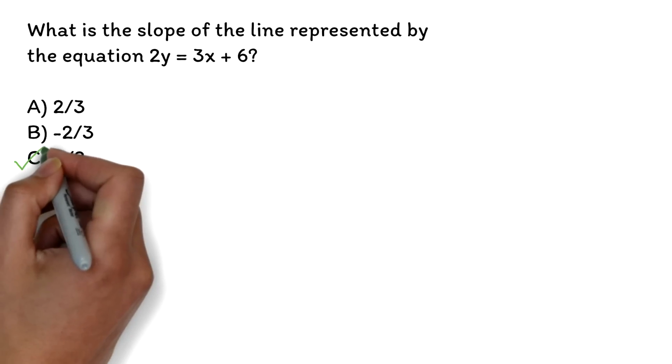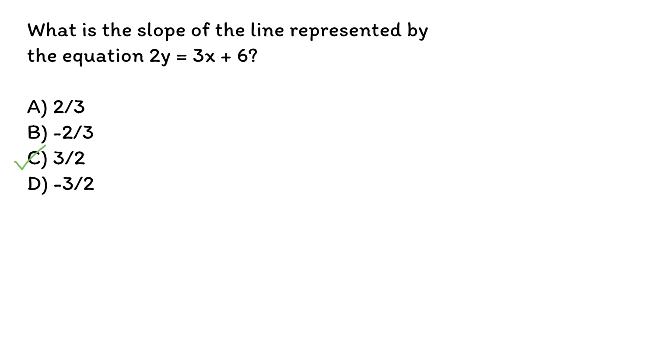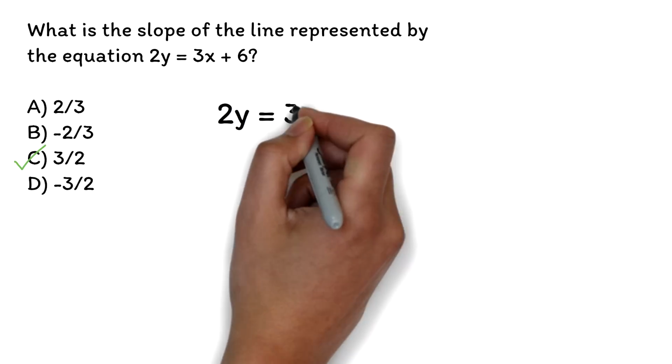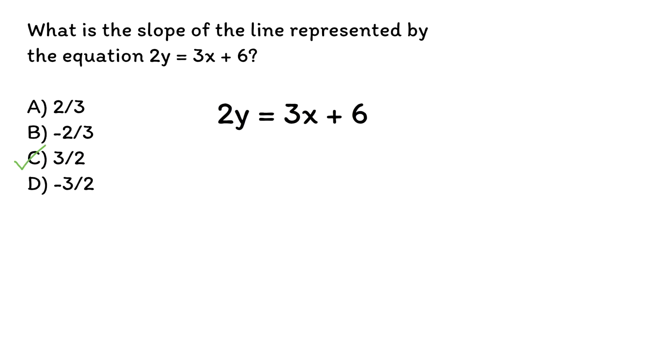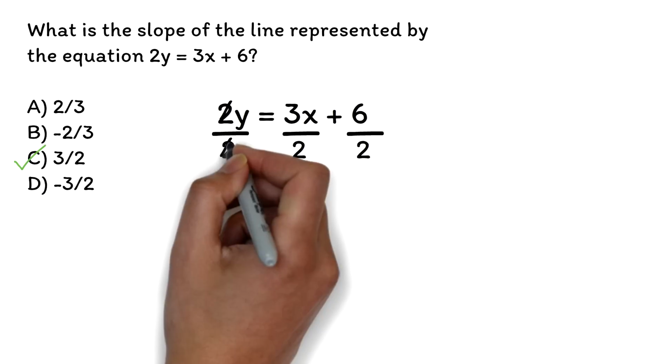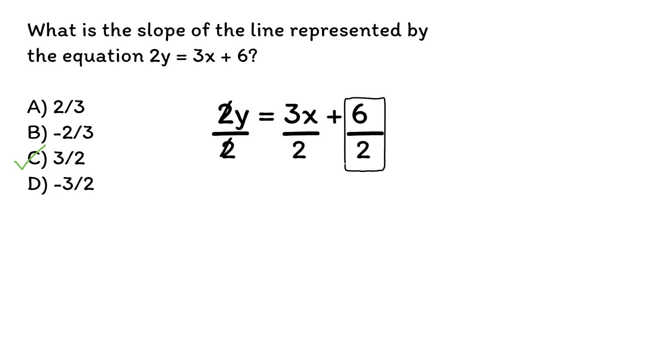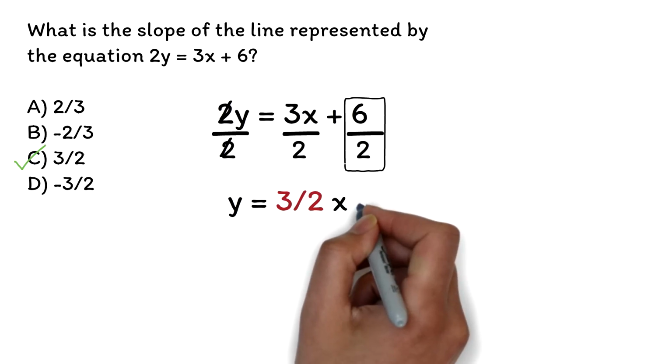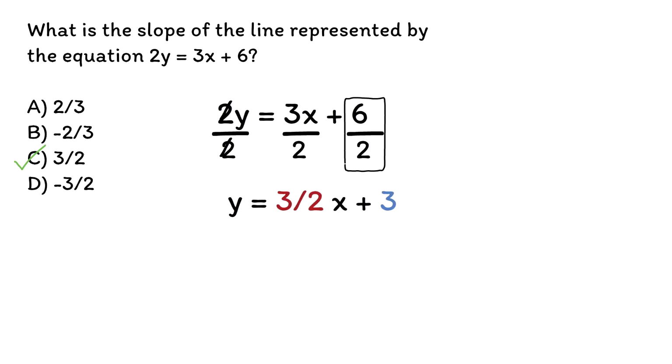3 over 2. This is similar to the previous question, but you have to be careful. This equation is not in the slope-intercept form. For it to be in the slope-intercept form, we want the y to be by itself. We can achieve that by dividing through by 2. The 2 will cancel out. 6 over 2 is 3. So we have y equals 3 over 2 x plus 3. Now, this is in the slope-intercept form of the equation of a line. y equals mx plus b. We said in this form, the number with the x is our slope. So our slope is 3 over 2.